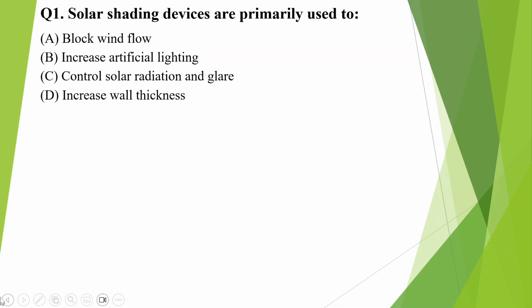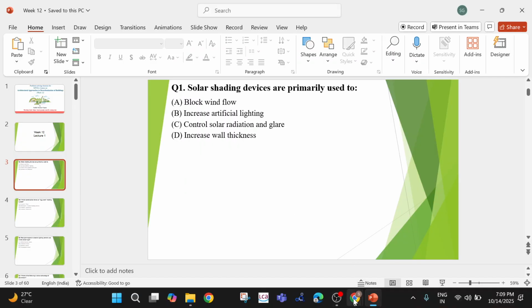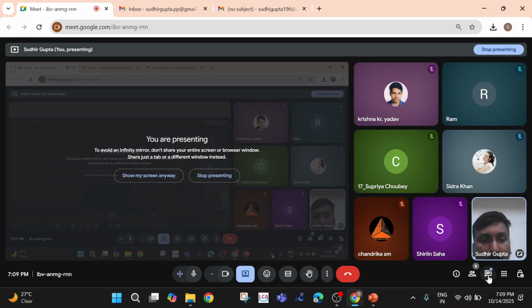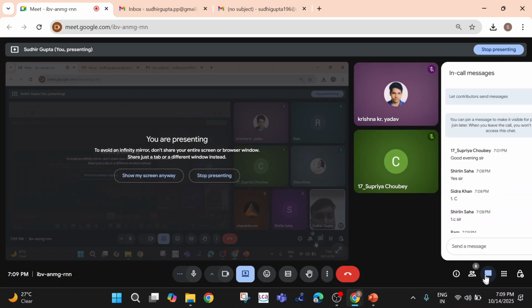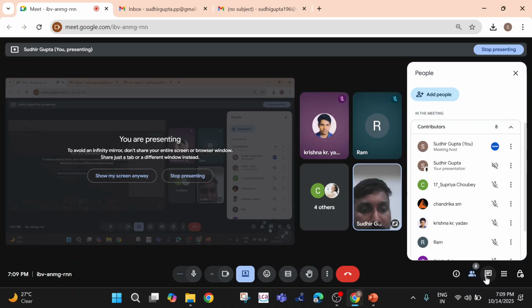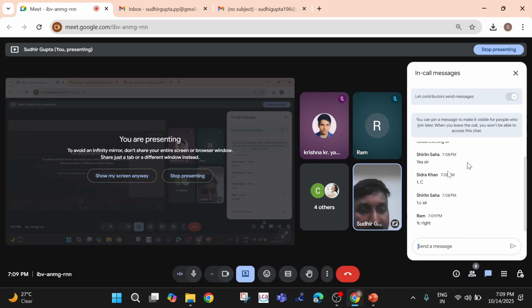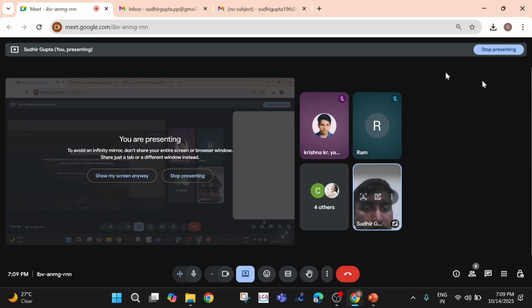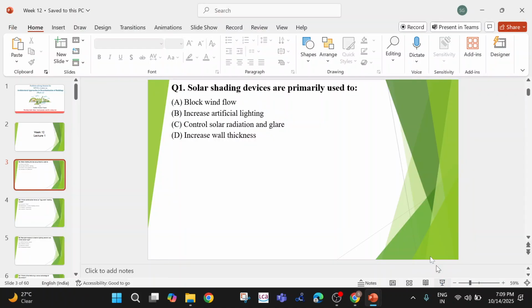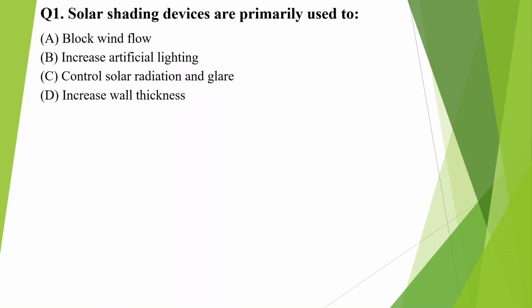Yeah, does anyone else want to add? Let me see how many of you know the answer to this question. Out of the 6 participants, only 3 of you know the correct answer. Sidra answered first, then Celine, then Ram. So let me discuss it with the others. The correct answer for question number 1 is option C. Whoever has marked option C as their answer is absolutely correct.